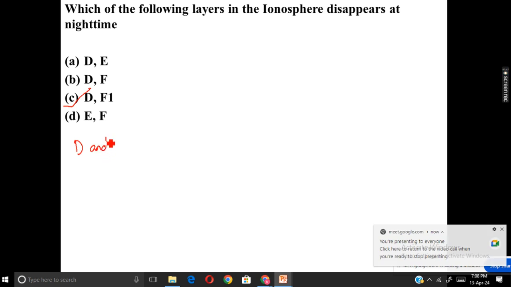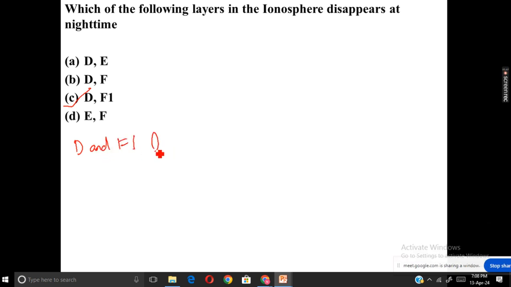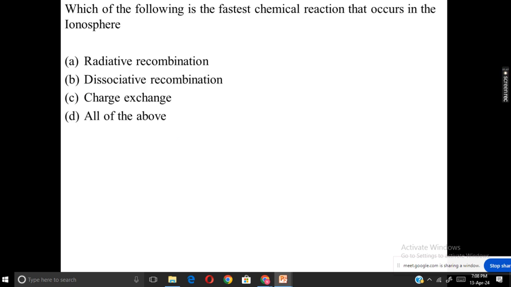D and F1 layers disappear during night because of the unavailability of solar radiation, so the production will decrease. Basically these two layers disappear during night.